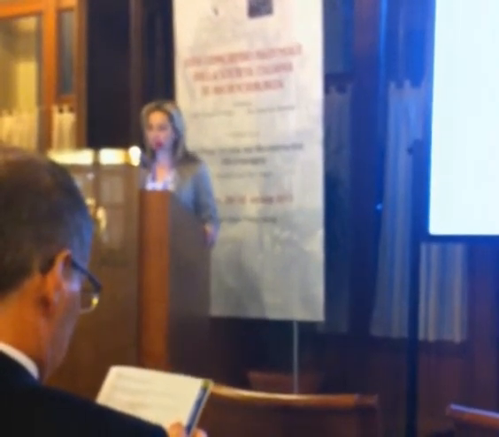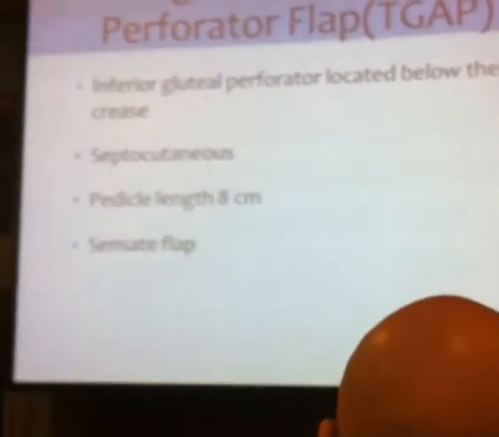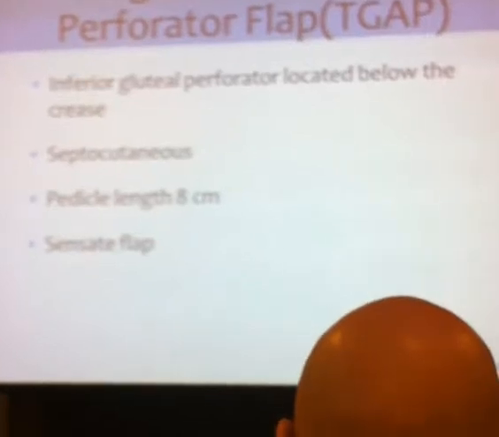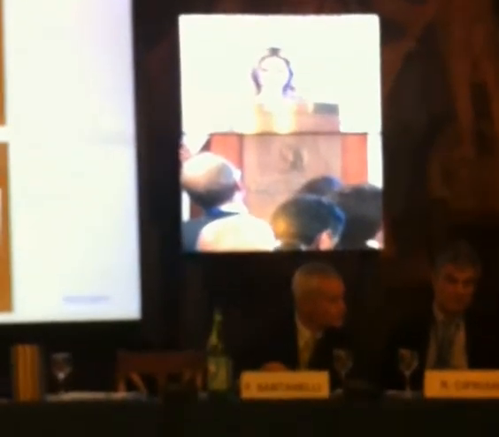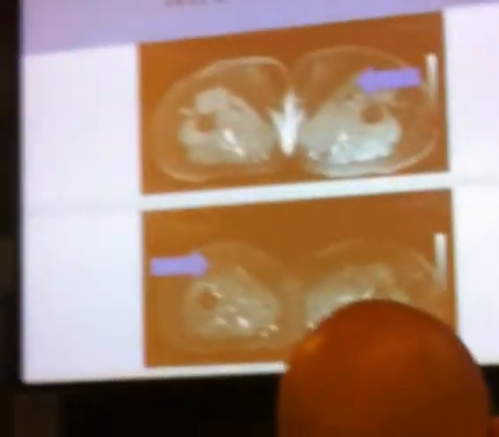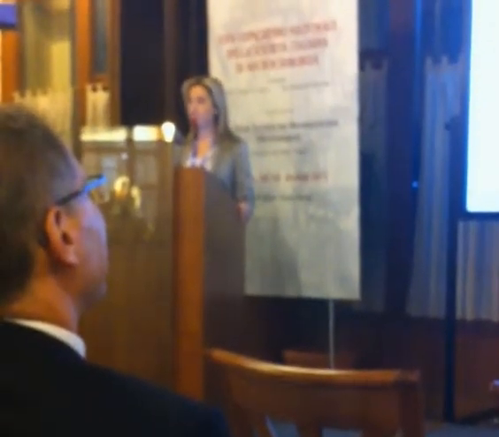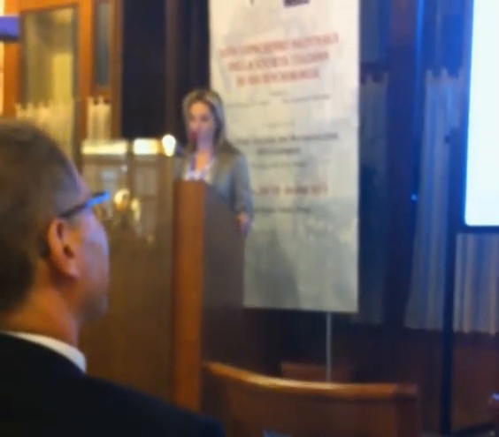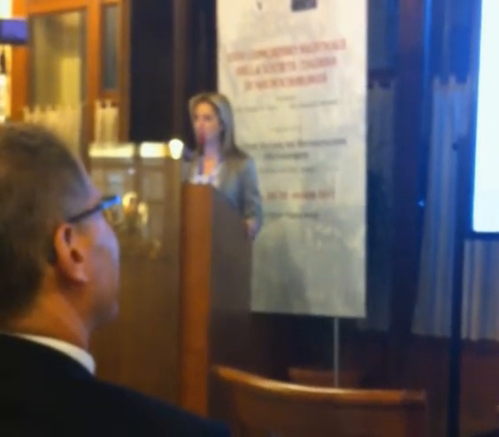The inferior gluteal perforator is located below the crease. It's a subcutaneous vessel. The pedicle length is 8 centimeters, and it's a sensate flap. Here's the MRA of the TGAP. This is again off the inferior gluteal perforator. And here's the patient pre and post. And here she is postoperatively.